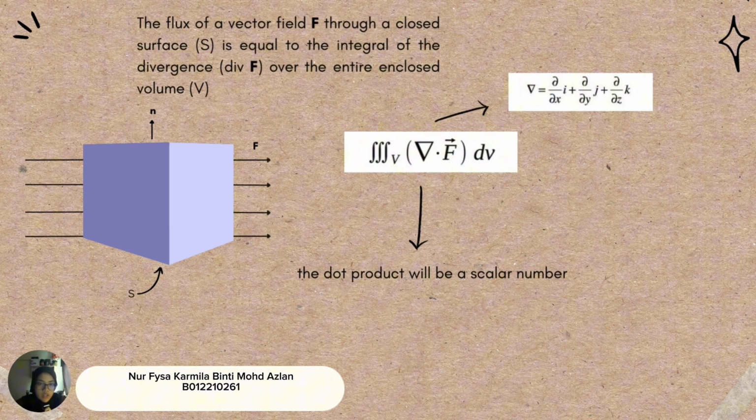On the right-hand side of the divergence theorem is a volume integral. This is the volume integral of del dot product with the vector field. We need to remember this. The dot product will be a scalar number, which means it will not be in vector form. So this is what it means by the integral of divergence over the entire enclosed volume.